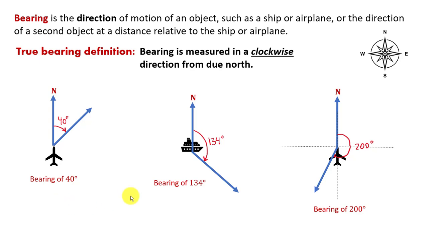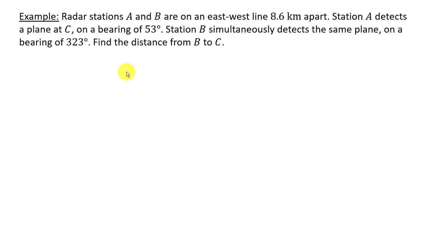Well, let's try the application problem involving true bearing. Let's read it. Radar stations A and B are on an east-west line 8.6 kilometers apart. Station A detects the plane at C on a bearing of 53 degrees. Station B simultaneously detects the same plane on a bearing of 323 degrees. Find the distance from B to C.